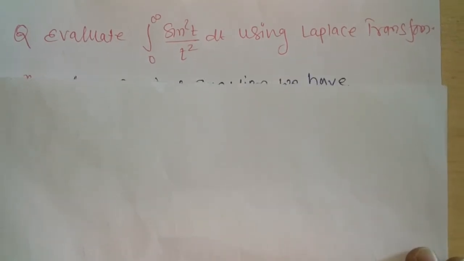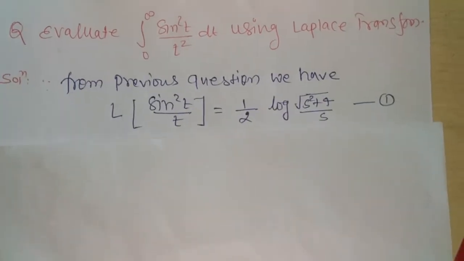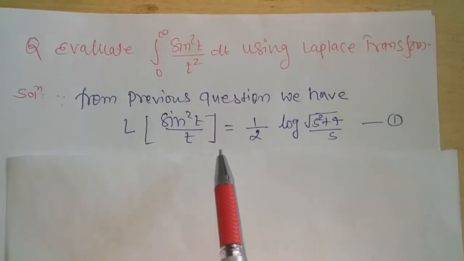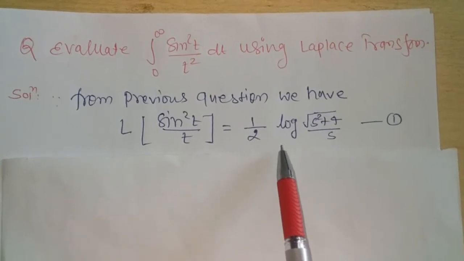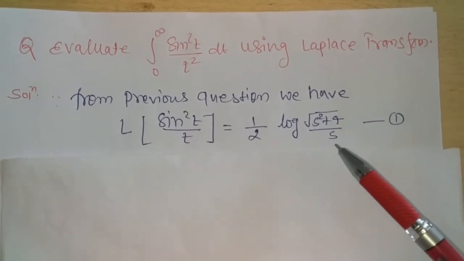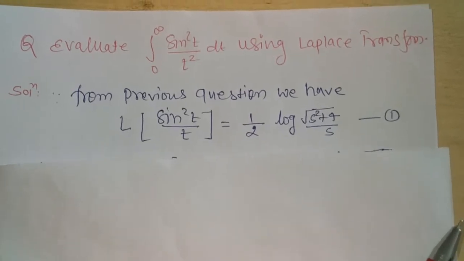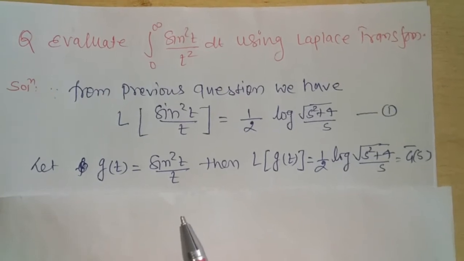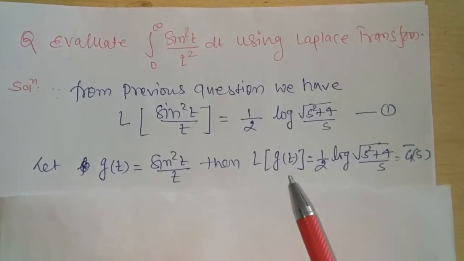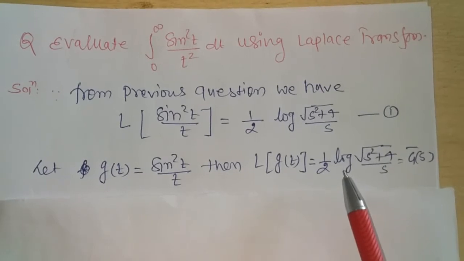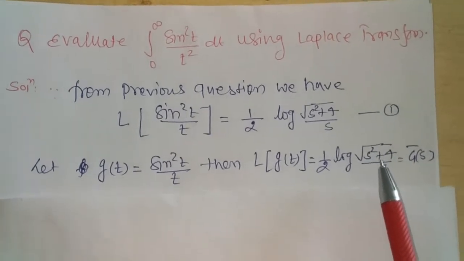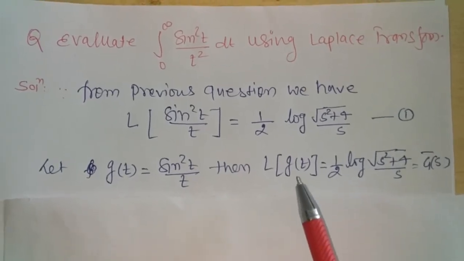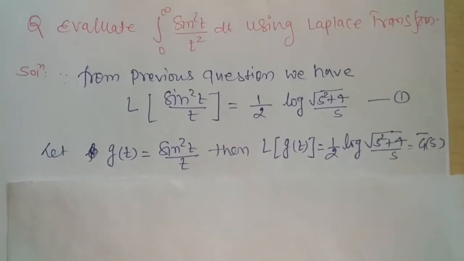Since from previous questions we have the Laplace transform of sin square t by t equal to 1 by 2 log of square root of s square plus 4 by s. Now let g(t) be sin square t by t, then its Laplace transform is 1 by 2 log of square root of s square plus 4 by s, which we denote by g bar s. Laplace transform of g(t) is g bar s.